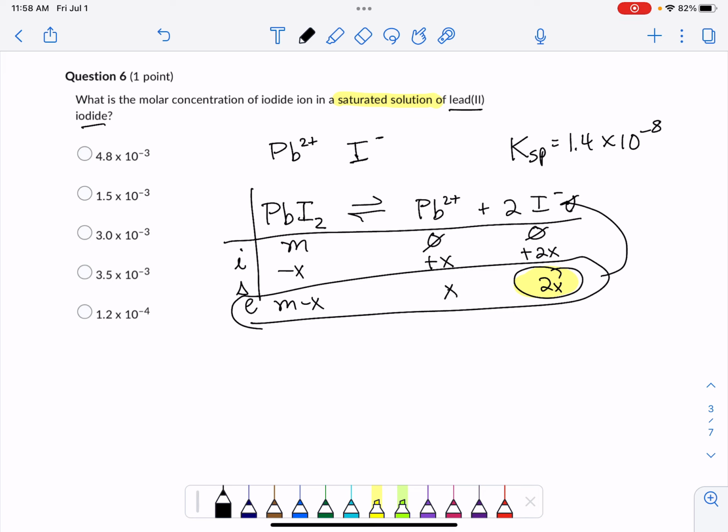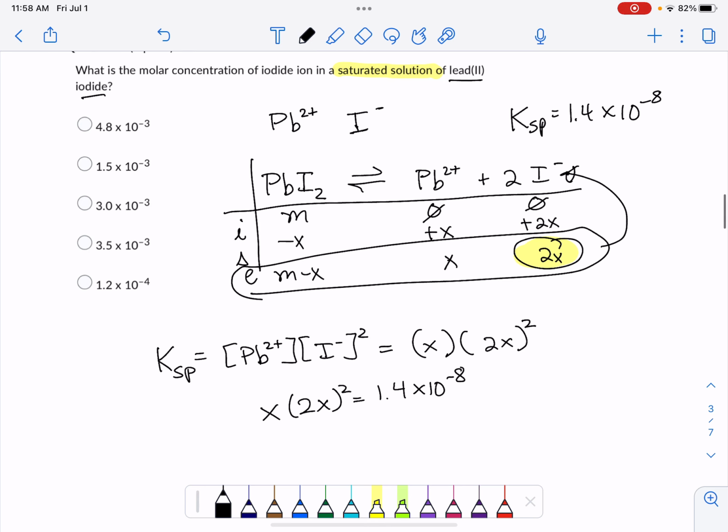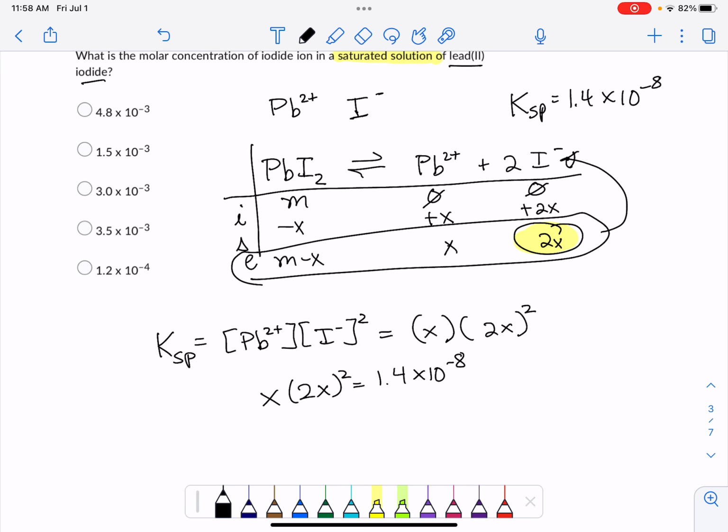So my equilibrium constant goes for this equation. It's the concentration of lead ion times the concentration of iodide ion squared. Remember, we set these up starting in Module 4. At equilibrium, my lead ion is x, my iodide ion is 2x, and it is squared. And so x times 2x squared is equal to 1.4 times 10 to the minus 8. Watch your math. That means the 2 is also squared, so 4x cubed equals 1.4 times 10 to the minus 8. That's why our algebra skills are necessary.